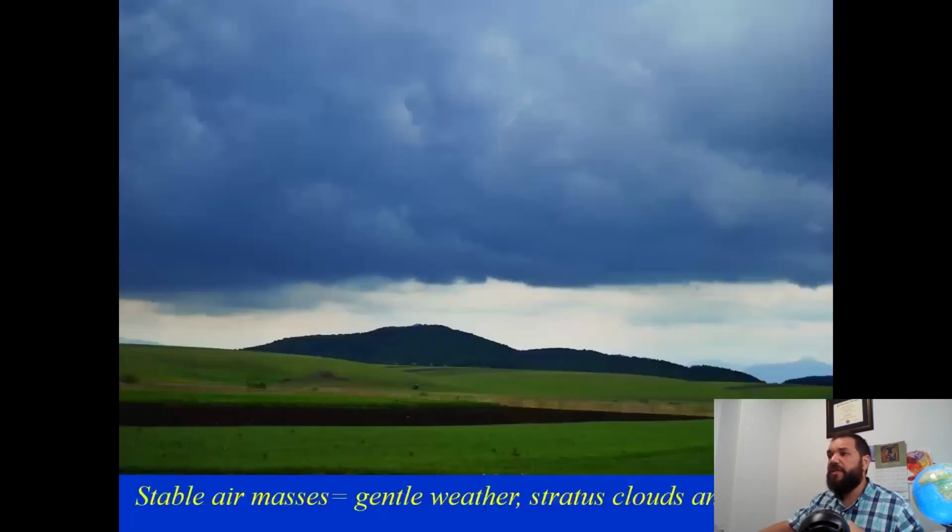All right, so when you have stable air, this is what it looks like. It's like nice stratus clouds, drizzly weather. That's stable air. It's not moving vertically. Okay, it's not going up or down.